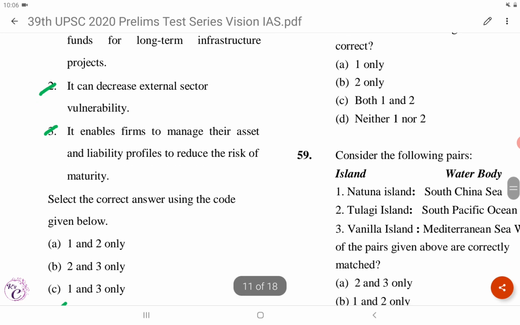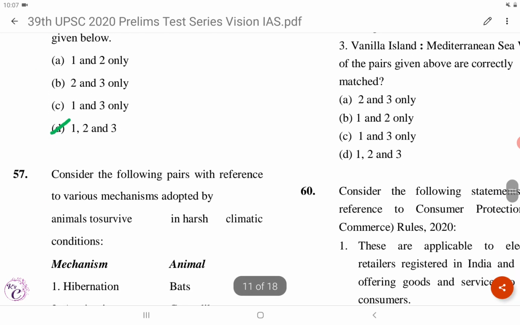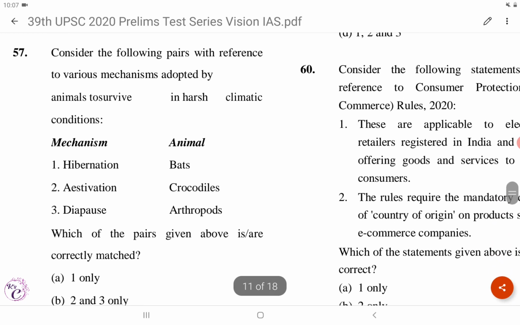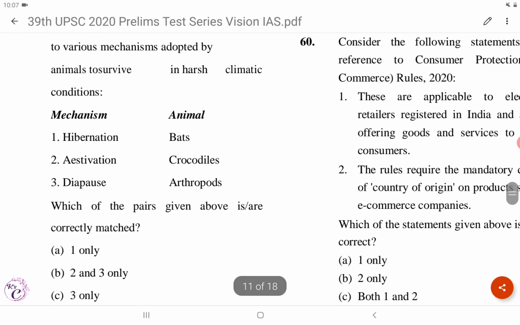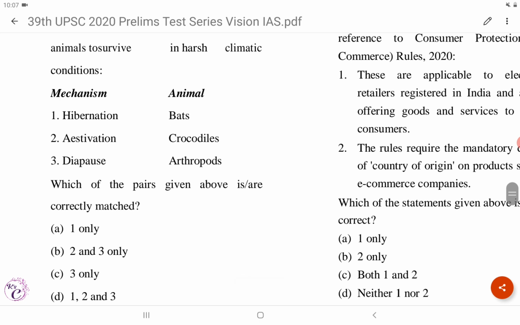Now let's come to question number 57. Consider the following pairs with reference to various mechanisms adopted by animals to survive in harsh climatic conditions. Now, on the one side, we have the mechanism, on the other side, we have the animals. The first one is hibernation, bats. Number two, estivation, crocodiles. Number three, diapause, arthropods. Which of the pairs given above is or are correctly matched?